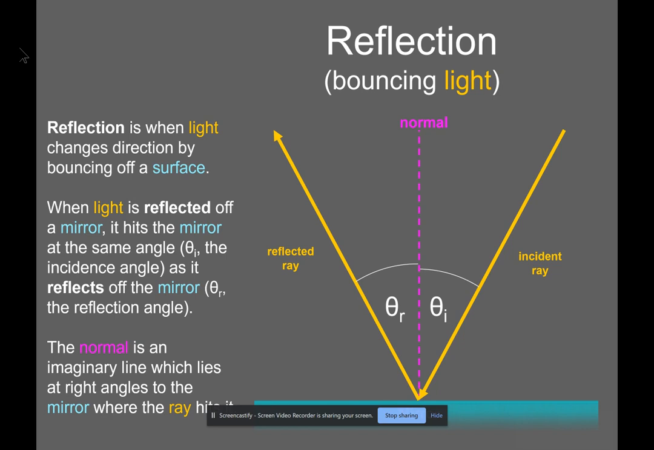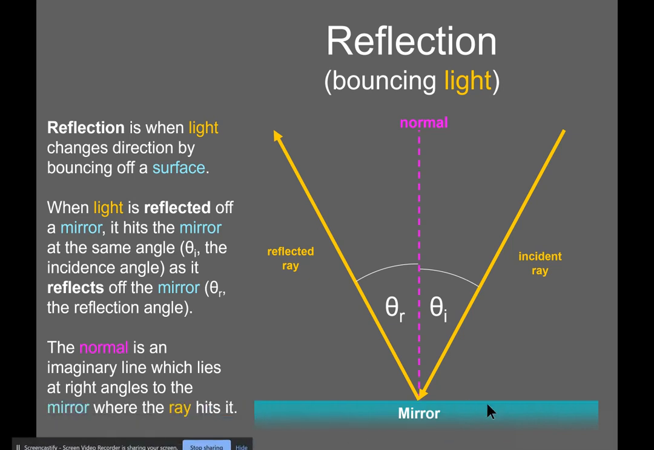So let's keep going. And you have the normal, which your normal line is basically where, if you cut your two angles in the middle, it's always like 90 degrees to your mirror. So right here is your mirror, and your normal line is always at a 90 degree angle, and that's how you know the angles are the same.